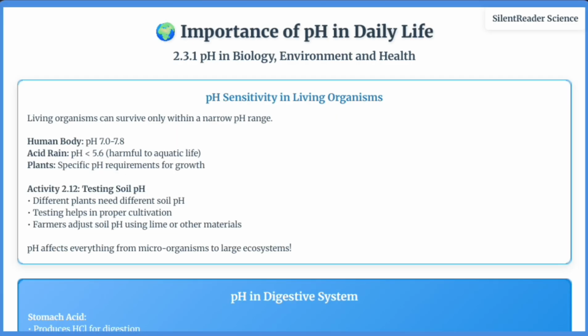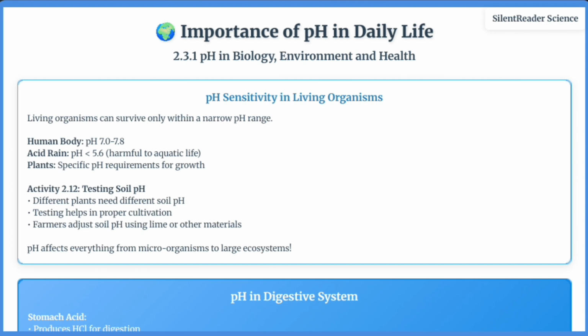pH plays a crucial role in our daily life and environment. Living organisms can survive only within a narrow pH range. Our body works between pH 7.0 to 7.8. When rainwater has pH less than 5.6, it's called acid rain, which harms aquatic life when it flows into rivers.